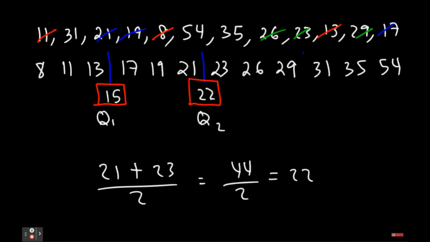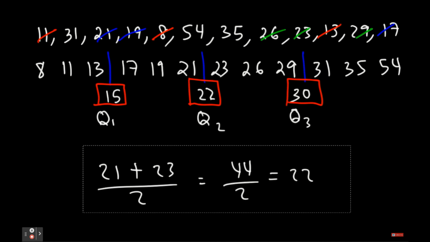Now to find Q3, we need to split the upper half of the data into 2 equal parts. In this case, 2 parts of 3s. So the average of 29 and 31 is 30. So 30 is going to be the third quartile, our Q3 value.